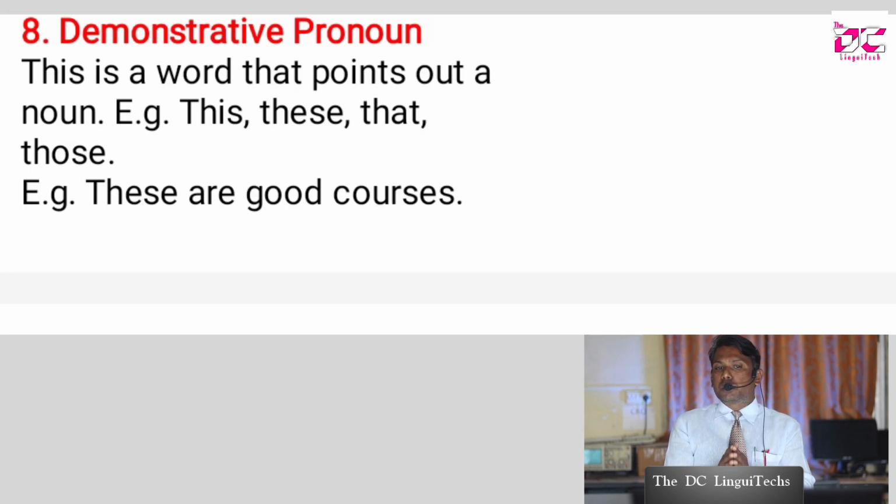And we have demonstrative pronouns like this, that, these, those. When I say this book, this is a demonstrative pronoun. If I say that, that is a demonstrative pronoun. Or these and those. These is the plural of this. Those is the plural of that.